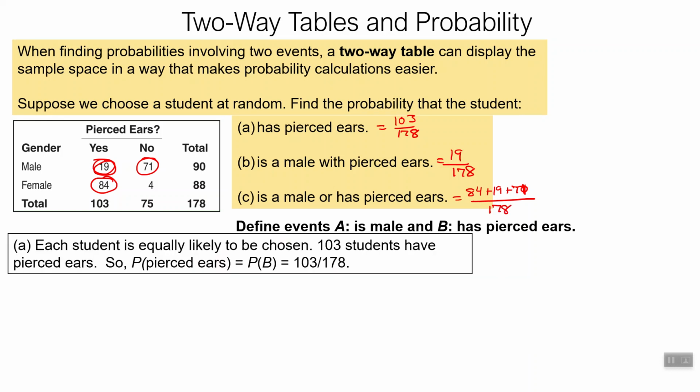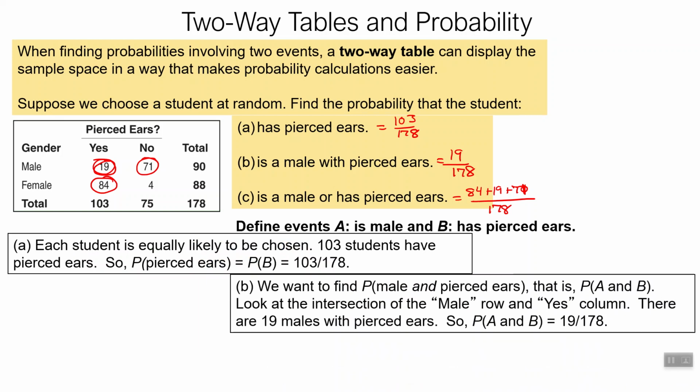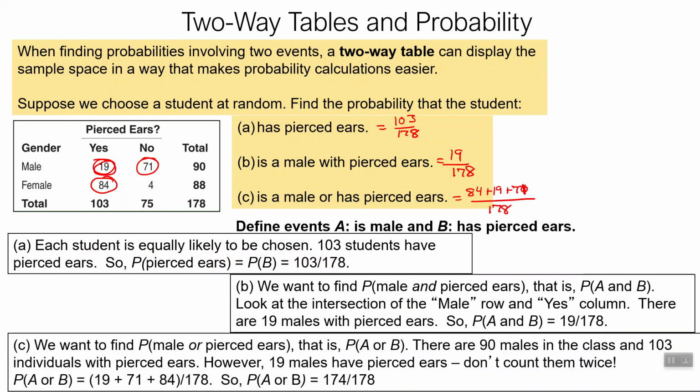All right, so there's the 103 out of 178. There's the 19. And if we add those up, let's see, we're adding up the same ones, 19, 71, 84. We get the same 174 out of 178. It's all of them except for these four right there. So we could have just subtracted 174 out of 178.